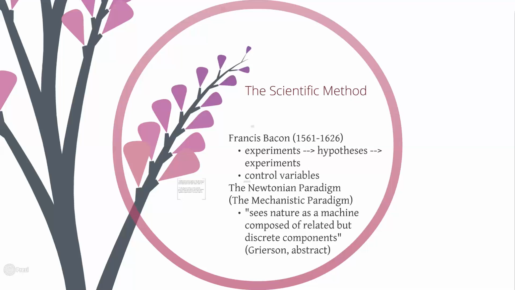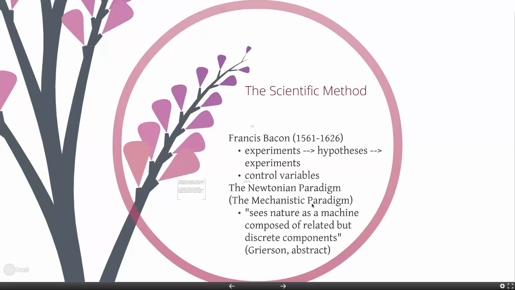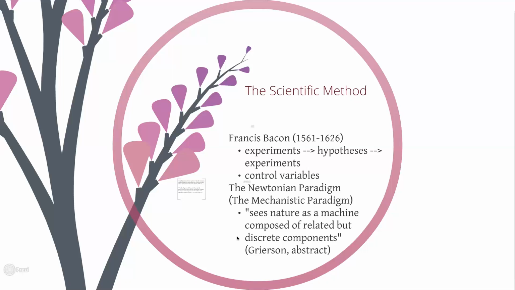Okay. So the Newtonian paradigm, this is also known as the mechanistic paradigm, sees nature as a machine composed of related but discrete components. And if you will, this comes back to our scientific method, which if we added another element to this and to the idea of positivism, it would be reductionism, which is kind of the opposite of holistic thinking, right? It's the idea that if we distill things to their most discrete unit, we can somehow uncover the truth of what makes some larger system be what it is.